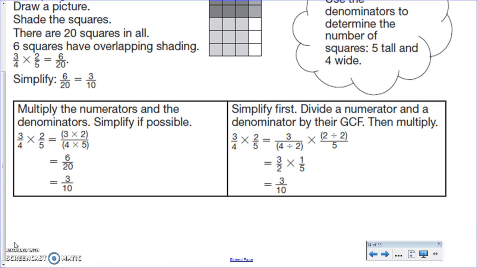The third way to do this is to simplify first. Divide a numerator and a denominator by their greatest common factor. So this is the cross-simplifying that we were talking about before. So 3 and 5 can't simplify at all because they don't share any common factors, but 2 and 4 can both be divided by 2. So they divided 2 by 2 and 4 by 2. So then we end up with 3/2 times 1/5, and we get 3/10 when we multiply across. So they did the simplifying first rather than at the end. Either method works, and either method is acceptable for you to use when we're doing our problems.